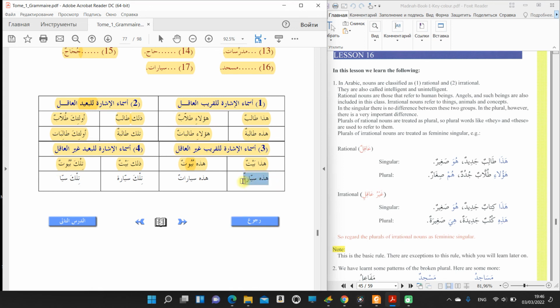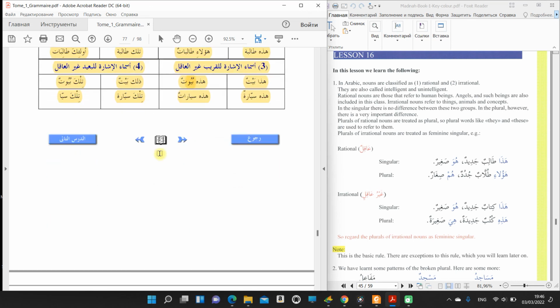And the same goes with the feminine. هذه سيارة, this is a car. هذه سيارات, these are cars. تلك سيارة, that is a car. تلك سيارات, those are cars. And that's how it is.